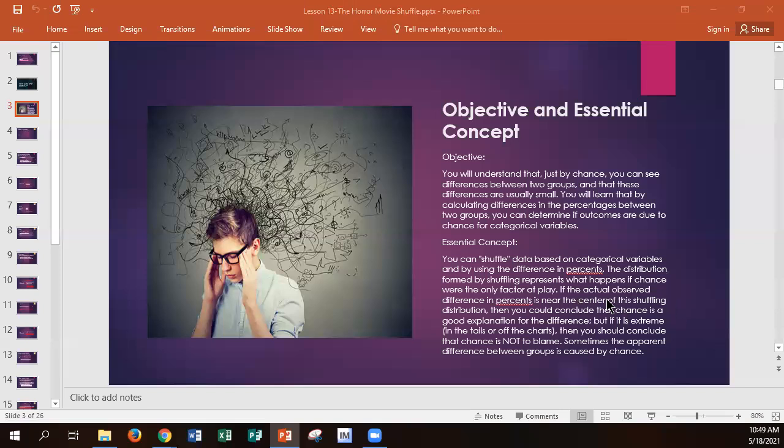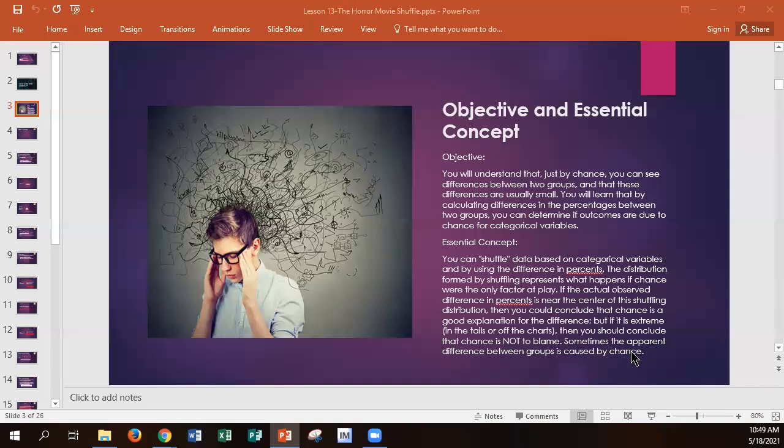If the actual observed difference in percents is near the center of this shuffling distribution, then you could conclude that chance is a good explanation for the difference. So if a lot of the shuffles come out with the same difference in the percents, or very close to each other, then you could say, yeah, it is by chance. However, if there's extremes where one's in the middle, one's over here, one's over there, then you can conclude it's not really by chance. There's something else at play there.